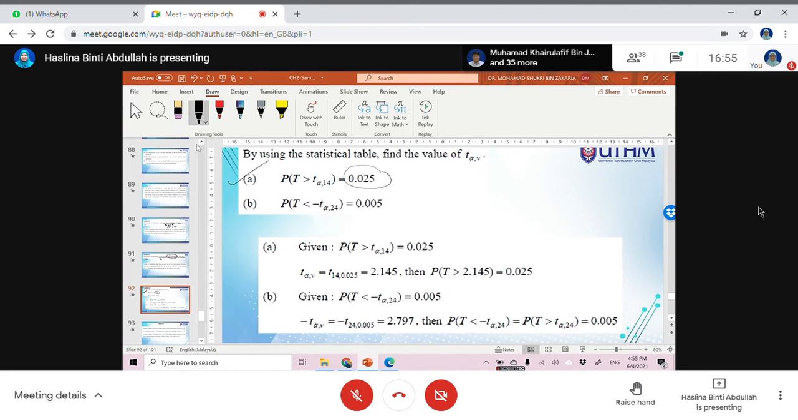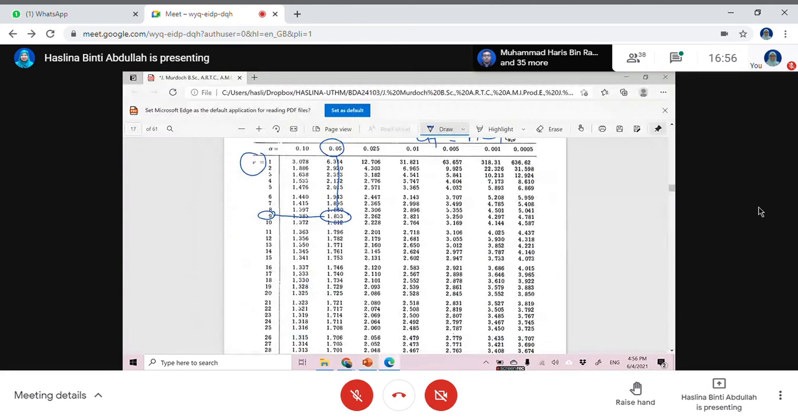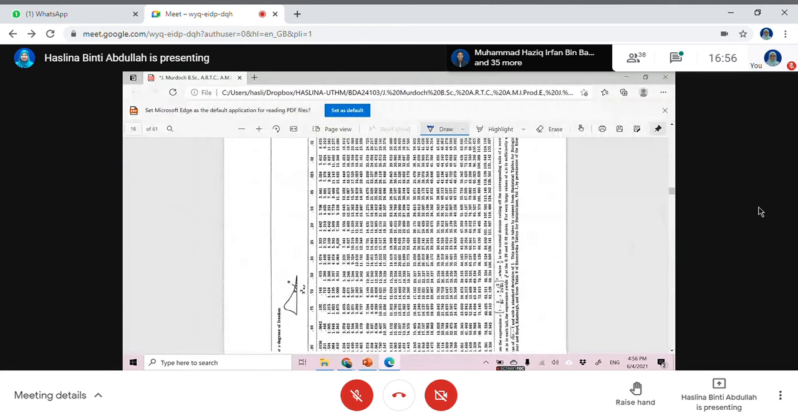So saya rasa T table tak ada masalah. And then we proceed to the F distribution. F distribution, if we want to find the proportion of variance for two samples. That means for the first sample, you have the value of variance, and for the second sample, you have the value of variance. And then you need to find the proportion. Proportion means sigma 2 divided by sigma 1. Jika kamu nak cari proportion for variance, you need to use F distribution. F distribution table is referred to table 9.